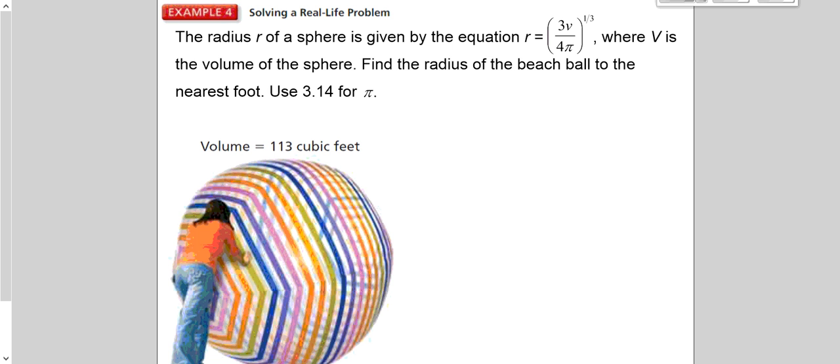Example 4. Ooh, word problem. The radius r of a sphere is given by the equation r equals (3v divided by 4 pi) to the 1/3 power, where v is the volume of the sphere. Find the radius of the beach ball to the nearest foot. Oh, that's a big beach ball. Use 3.14 for pi. The volume is 113 cubic feet. And they gave us an equation where v is the volume and r is the radius. So we're going to use the equation they gave us.